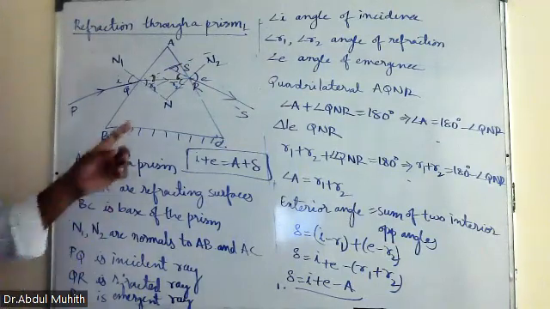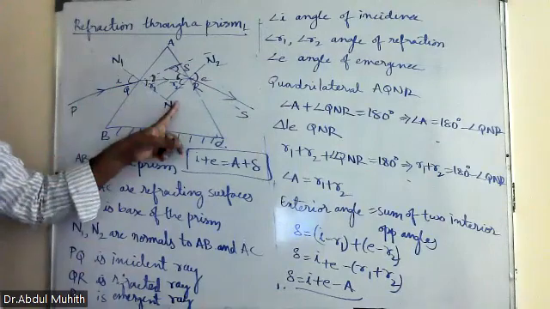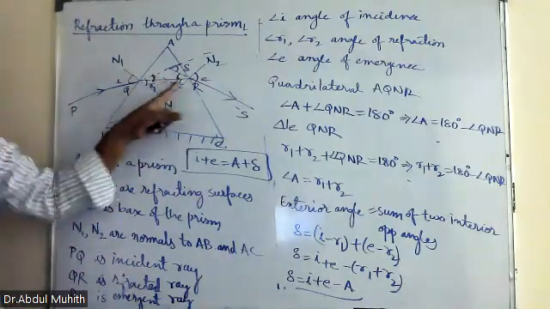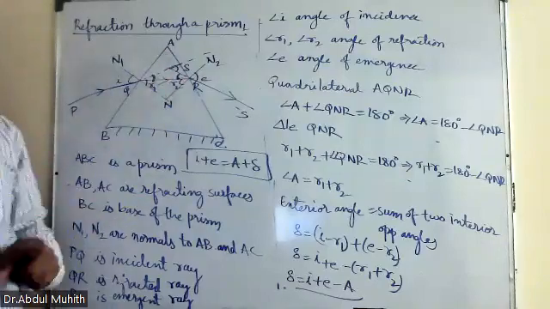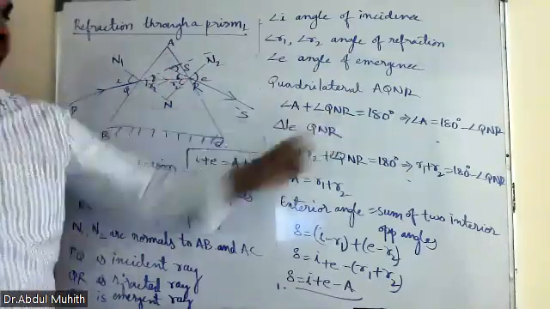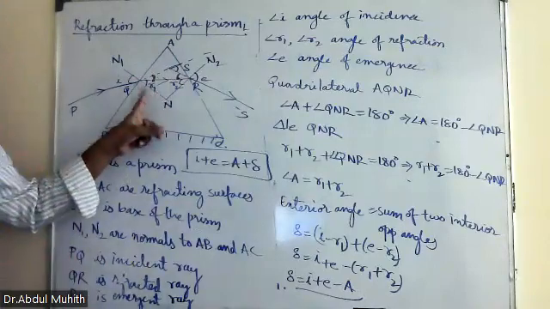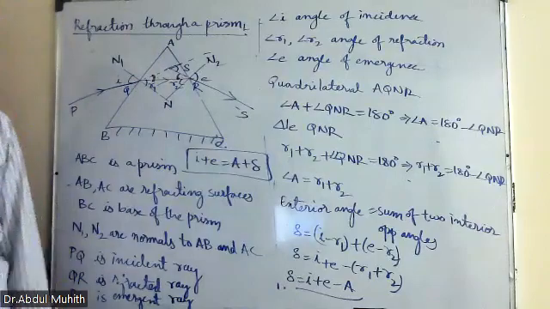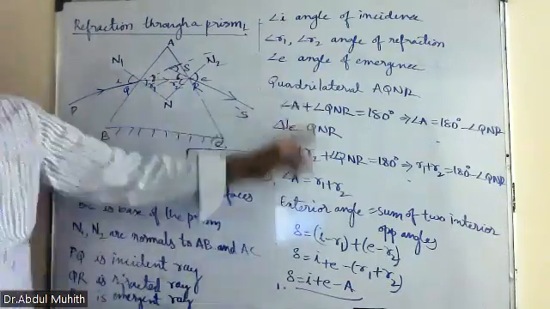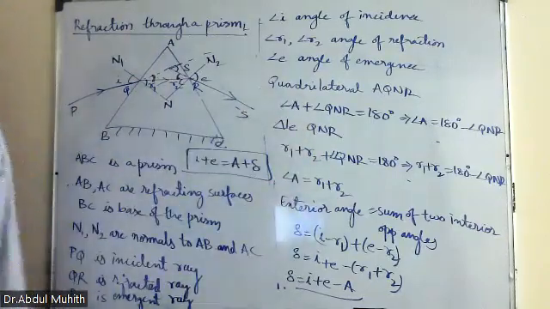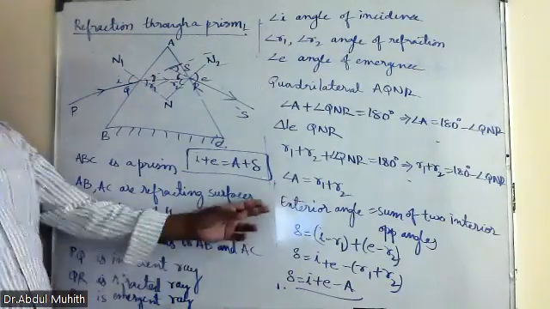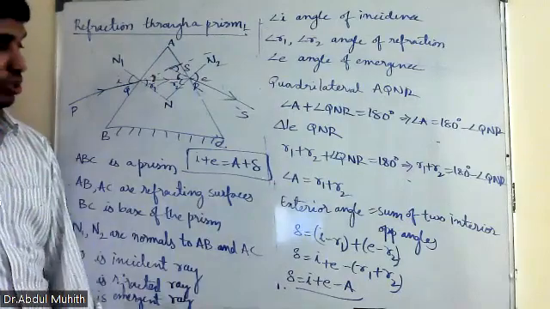Now, we started with the quadrilateral AQNR. The sum of the angles in a quadrilateral is 360 degrees. Because these two are normals, angle A plus angle QNR is 180 degrees. We wrote that here. Second one, sum of the angles in triangle QNR is how much? 180 degrees. Then we got the second equation. Now, by solving the first and second equation we came to a conclusion: angle A is equal to R1 plus R2. So we came to the conclusion here, exterior angle is equal to the sum of two interior opposite angles.